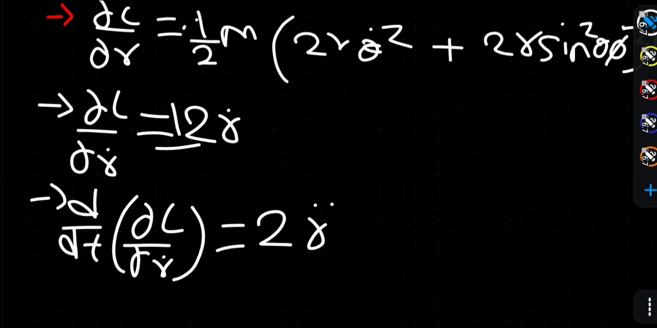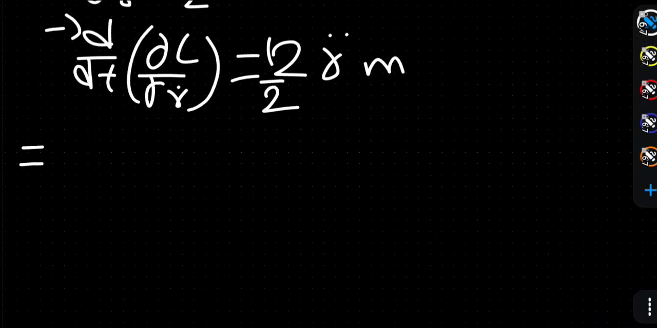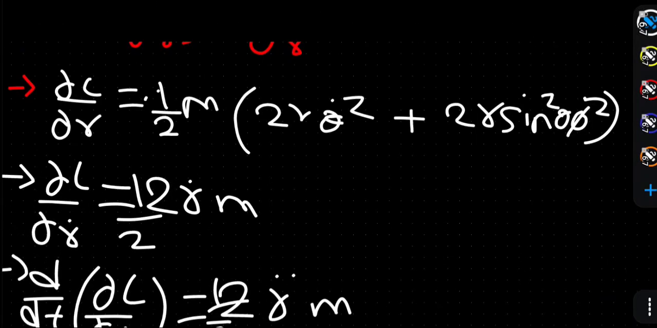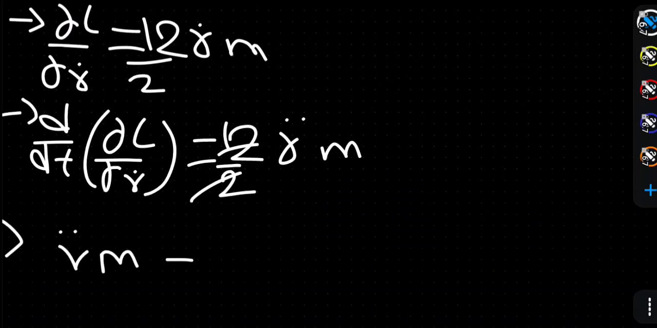And here it should be 1/2 m. Okay, 1/2 m. Okay, this is the thing, and again here 1/2 m. Now we'll write the Lagrange equation. So 2 and 2 here will cancel out. So d/dt, which is r̈ m, minus this equation. So we will take 2 common, then 2 and this will cancel out. What we are left with, and also m cancels out.